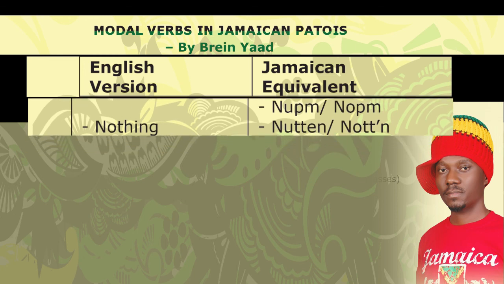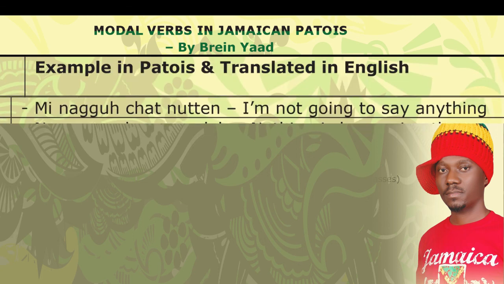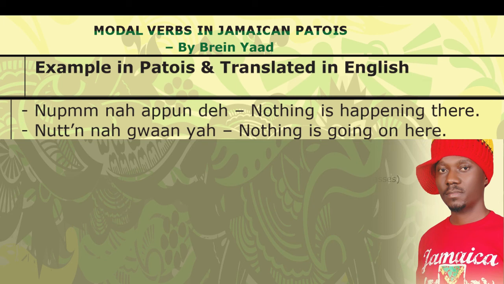And how do you say nothing? Modal verb nothing. How do you say nothing in Jamaican? Get it clear. We don't say "nothing" and we don't say "what". We simply say nothing. That's why Jamaicans say "nothing now one". Nothing is going on. Somebody says nothing happen there, meaning nothing is happening there. Or another example, nothing now one, meaning nothing is going on here.